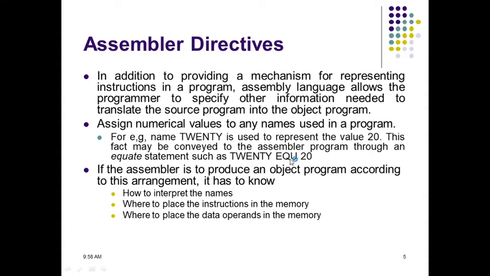Here I have taken one more example. Suppose 20 is a memory location. If you are using this location to represent the value 20, then you have to write the assembly language statement like this, with the location equated to 20. It means that this is a memory location which will represent the value 20. This is the equivalent statement if you are equating a location with some value.